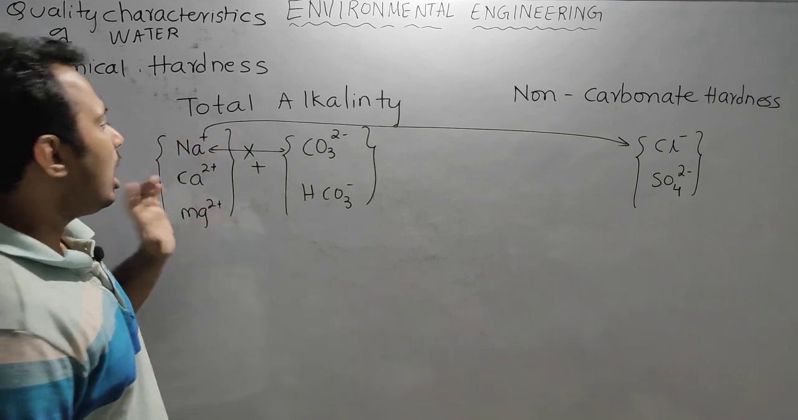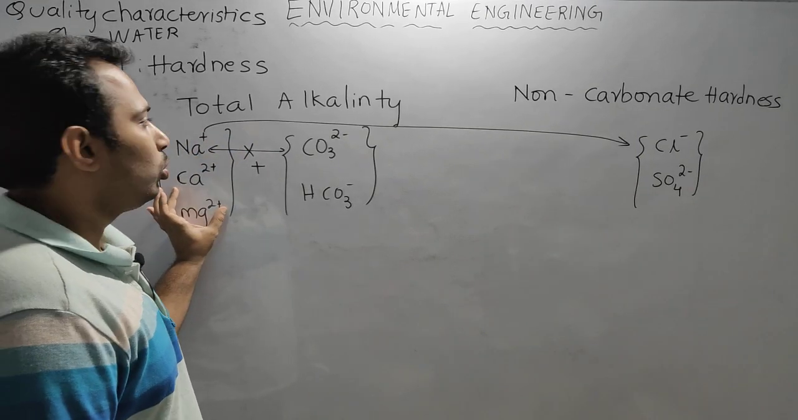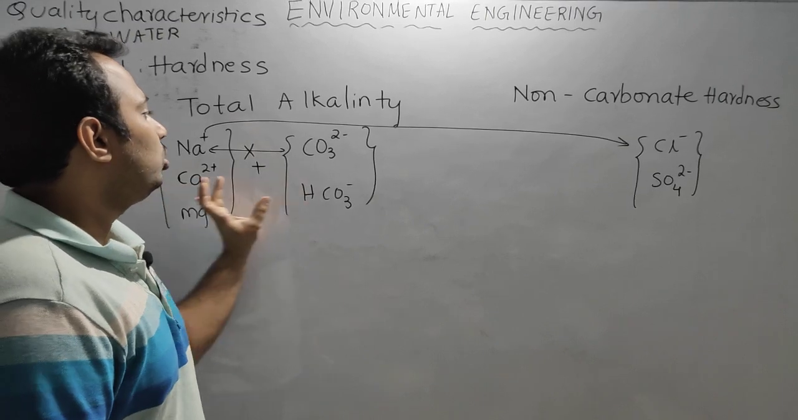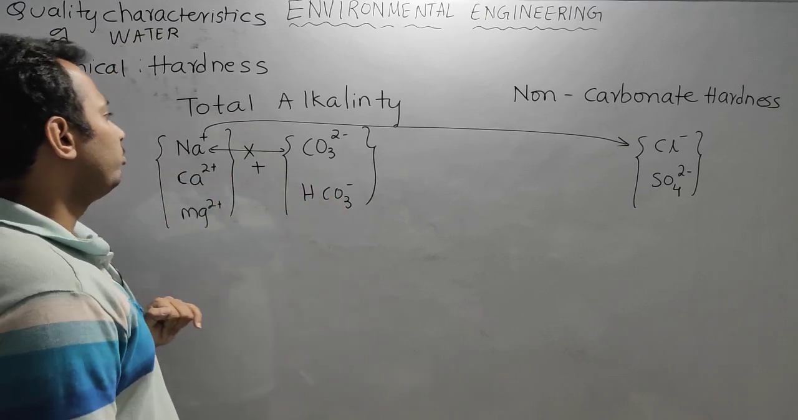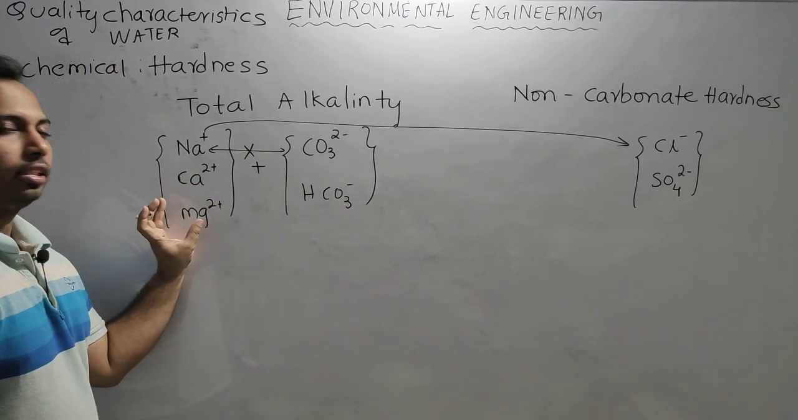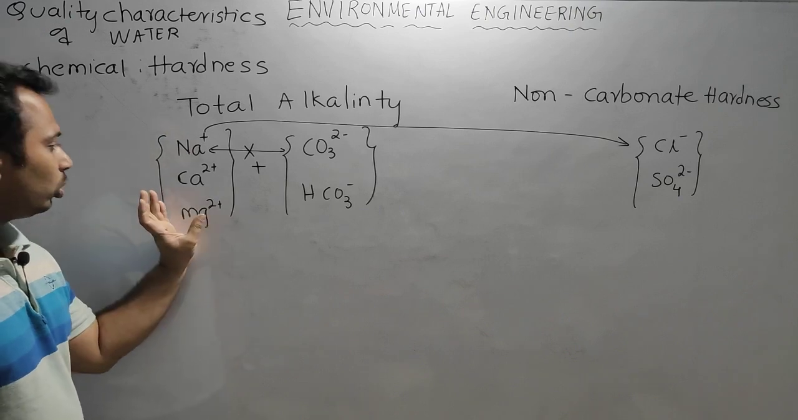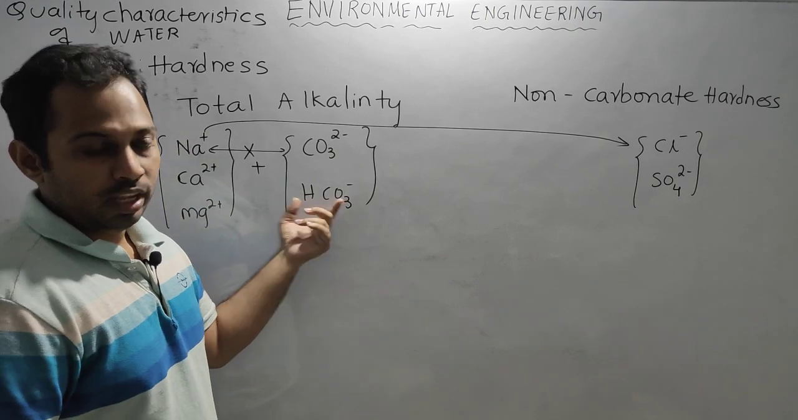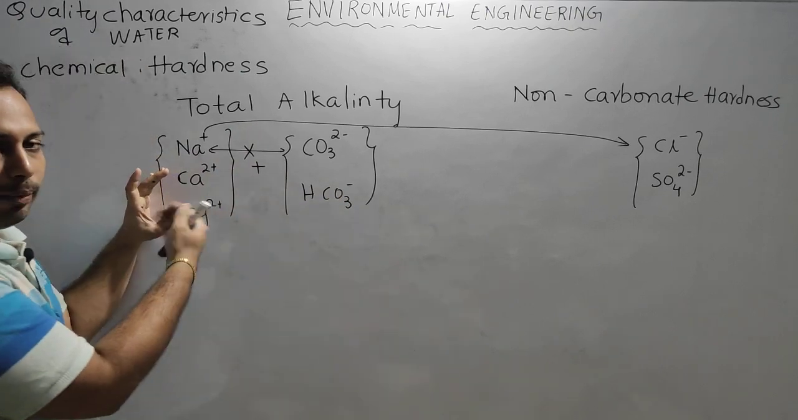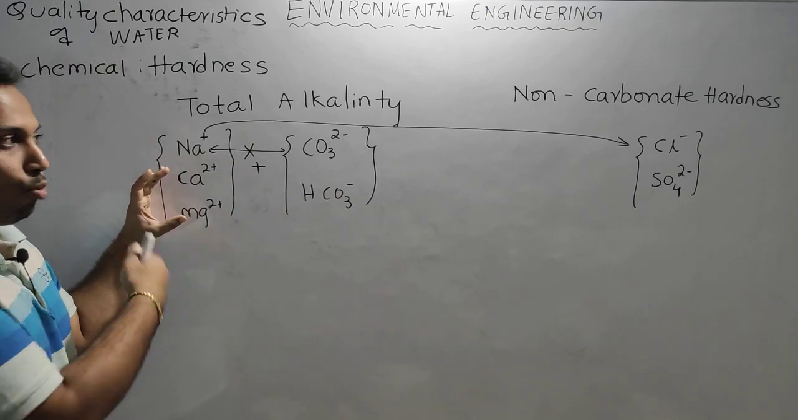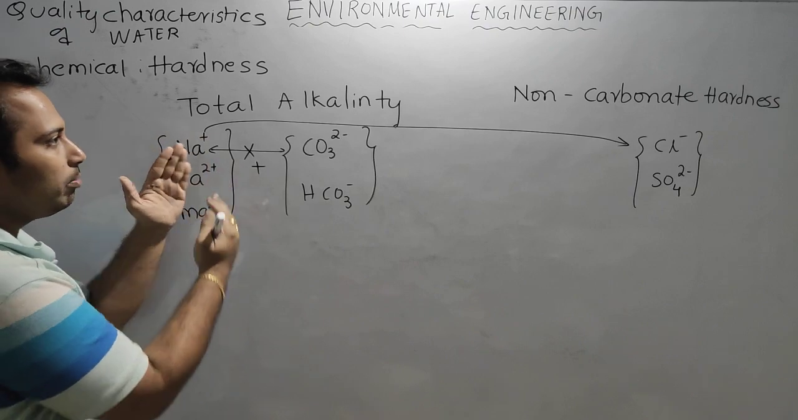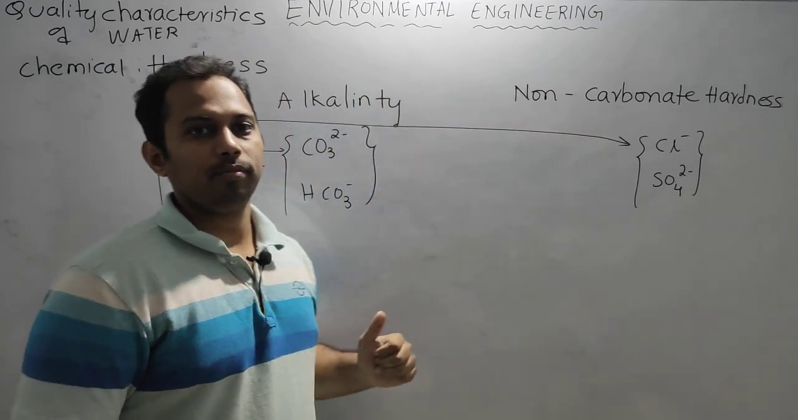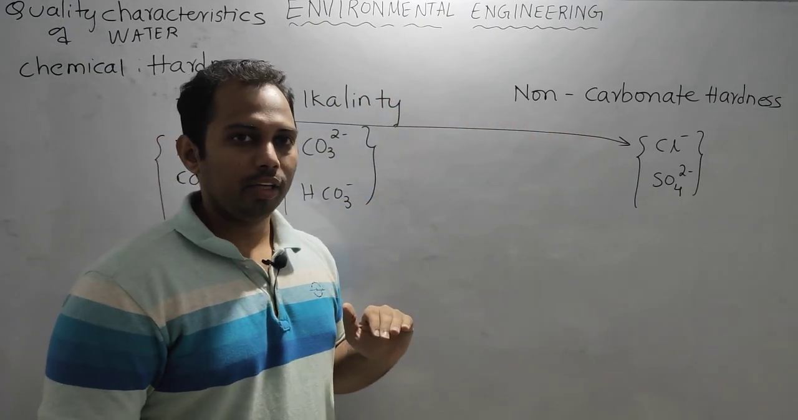If total hardness is equal to total alkalinity, or total hardness is more than total alkalinity, that means surplus calcium and magnesium are present. That calcium and magnesium is present here. Are you getting what I am saying?